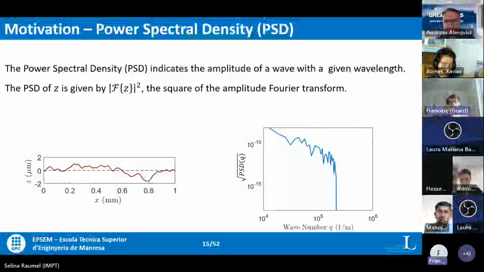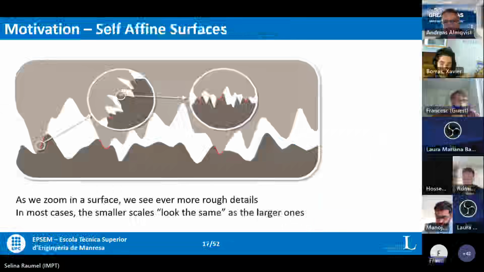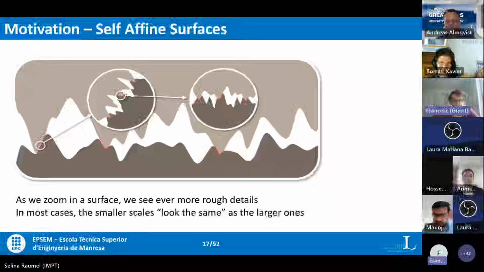So at this point, in order to finalize this discussion about the power spectral density, it is convenient to talk about self-affine surfaces. And this description comes from the observation that as we keep zooming in, we see ever more rough details. So say we are at this macro level in this larger domain, and we see a certain roughness, but we look at a peak and we might say, okay, this peak is now smooth, but not really. If we zoom in, we see that this peak is actually also quite rough.